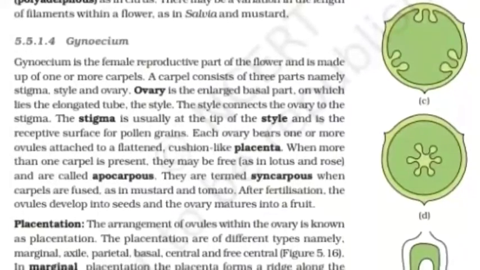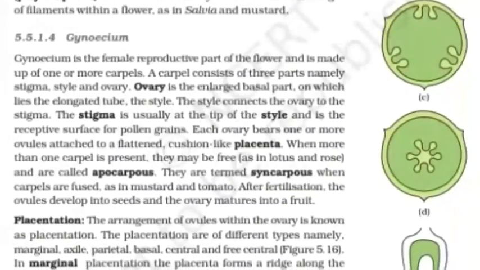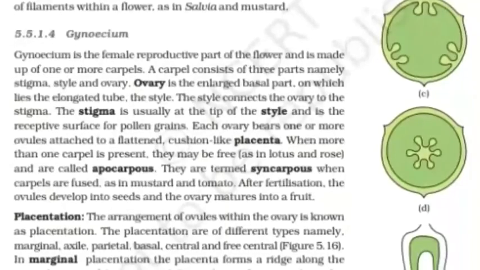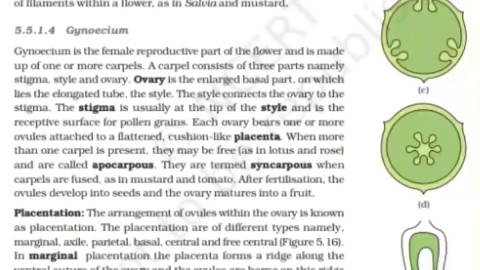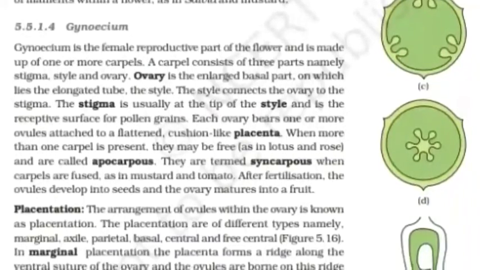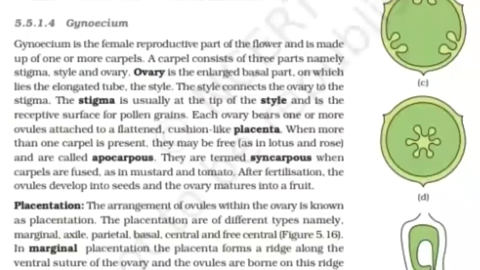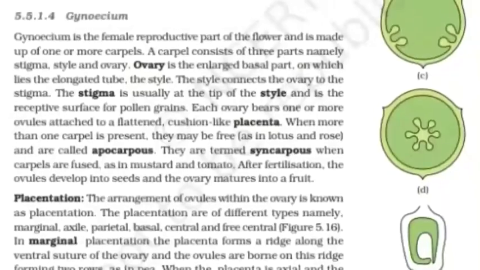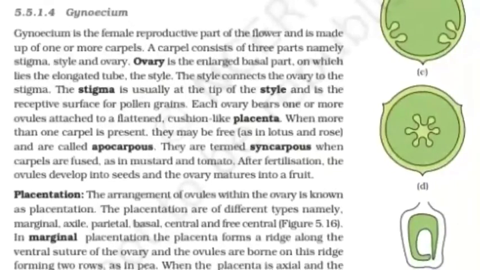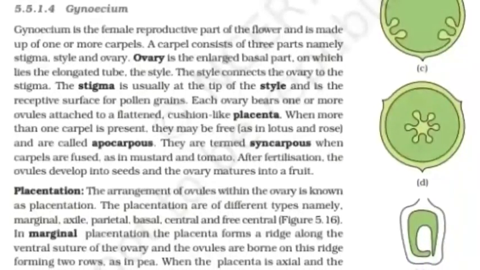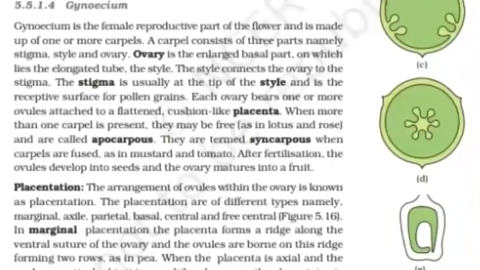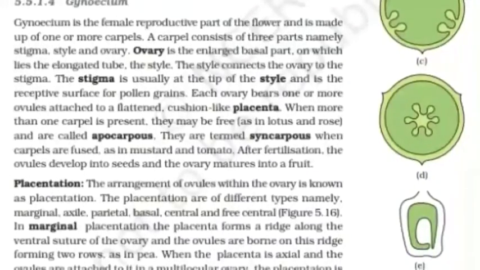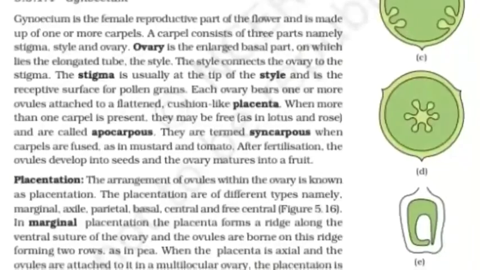When more than one carpel is present, they may be free, as in lotus or rose, and are called apocarpous. They are termed syncarpous when carpels are fused, as in mustard and tomato. After fertilization, the ovules develop into seeds and the ovary matures into fruit.